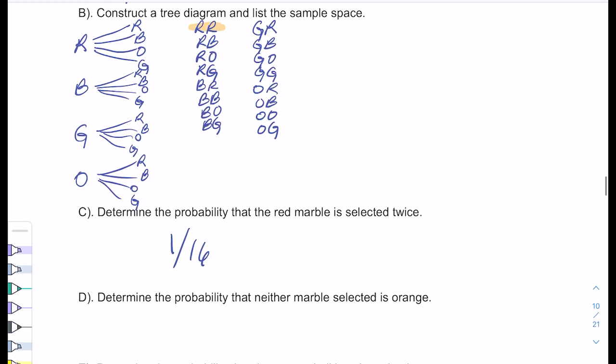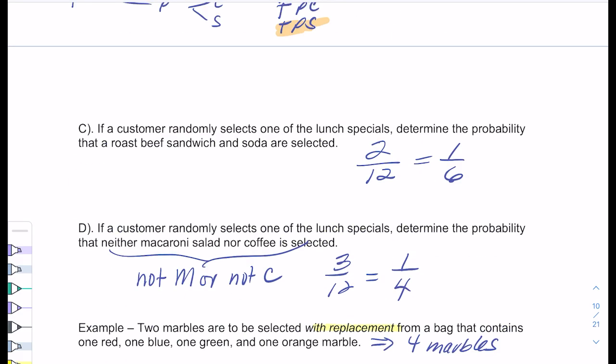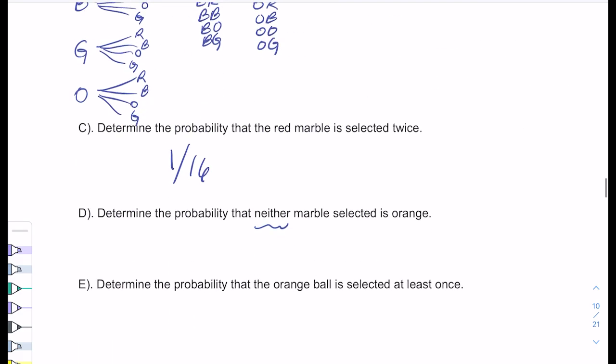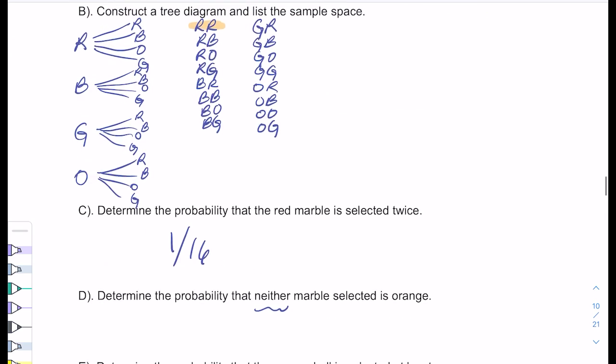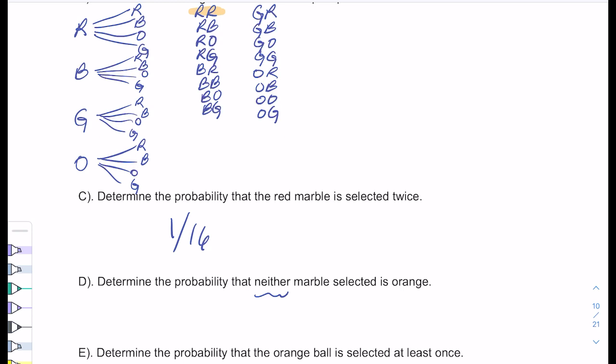Here we have the word neither again. So that's very similar to the problem we just did when they said neither macaroni salad nor coffee. So again, determine the probability that neither marble selected is orange. So that means not orange. That's what that means. So it can't be orange, orange. Not orange and not orange.